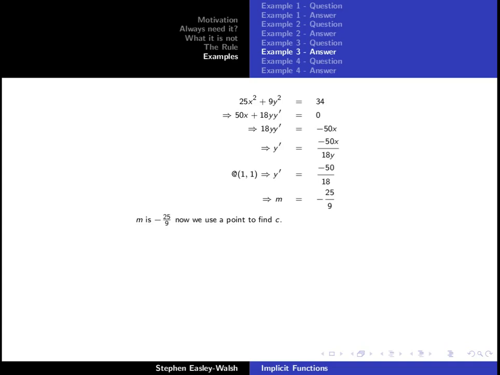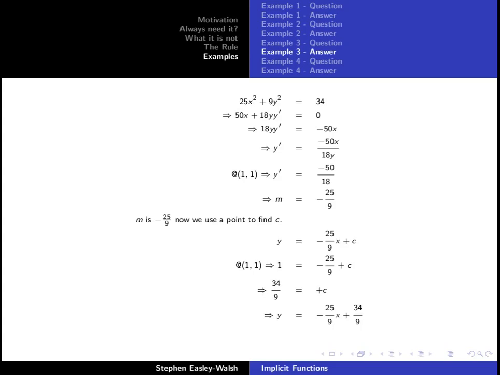The equation of our tangent so far is y equals minus 25 over 9x plus c. We shall substitute in the point 1, 1, and we get 1 equals minus 25 over 9 plus c. Taking the minus 25 over 9 to the left, it'll become plus 25 over 9. So we have 1 plus 25 over 9 on the left, giving us the result that c is 34 over 9, and now we have our final answer because we have found both m and c. That is, y equals minus 25 over 9x plus 34 over 9.